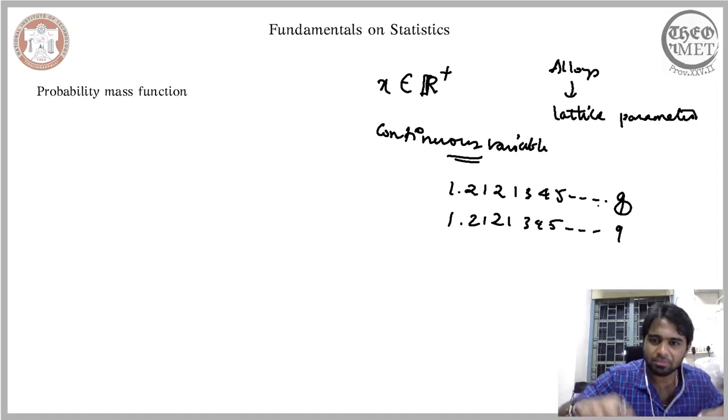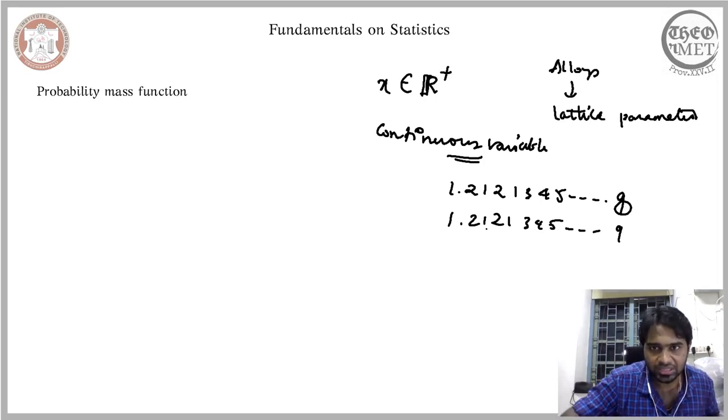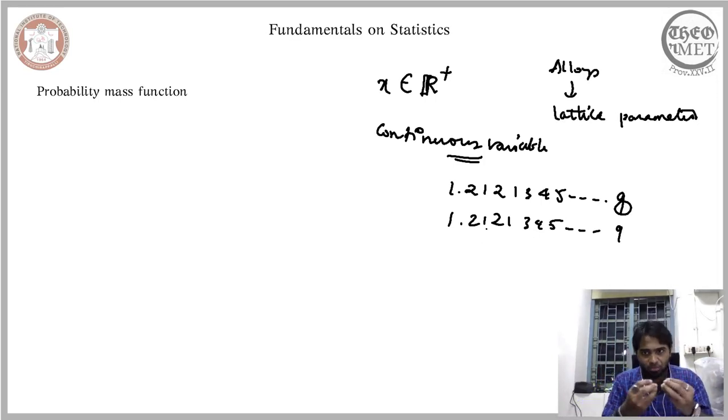So even though it might appear to be discrete, when you put this on a scale, what we will be able to see is that since we are considering so many places away from the decimal point, it appears as though the values assumed by the alloys, the values that we attribute to the lattice parameters, are continuous. So essentially what we have been looking into is a variable that is continuous in nature.